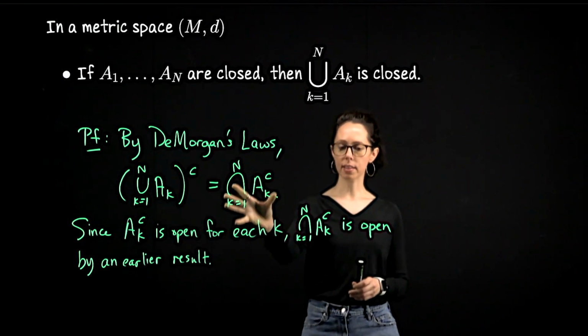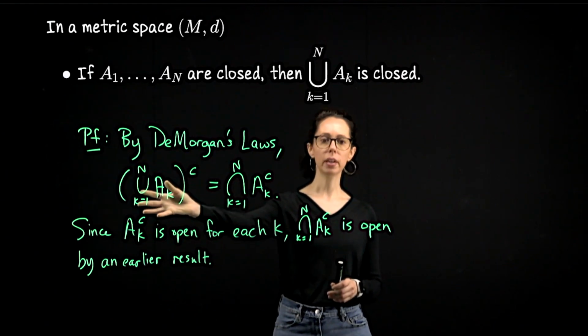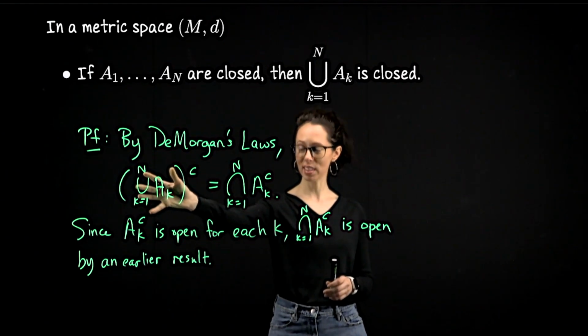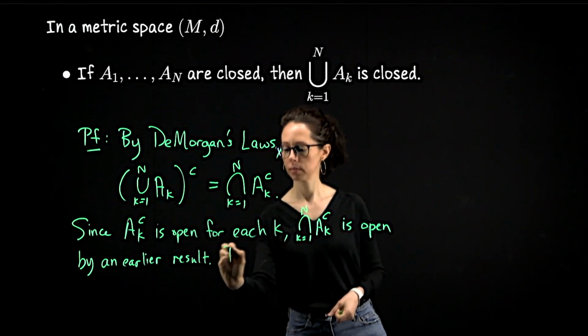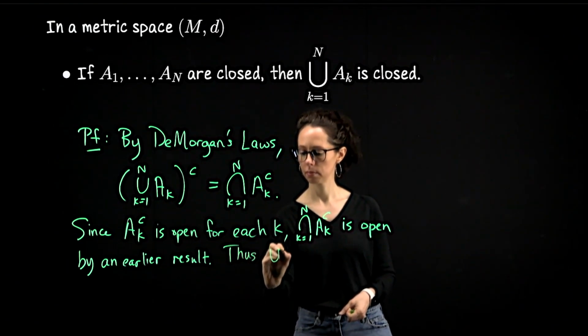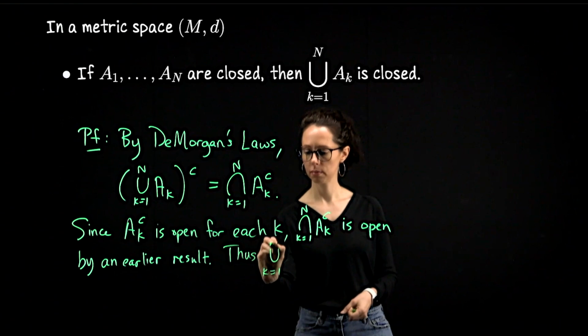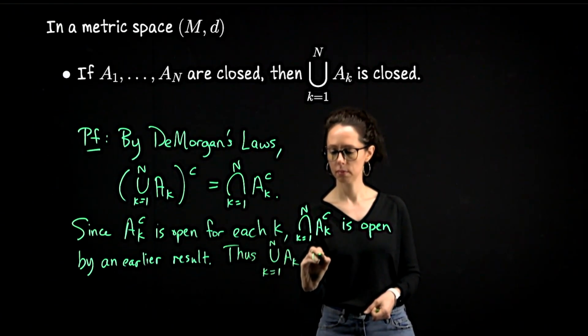Now we know that this is open, but this is the complement of the set that we want to actually assess. So this set has to be closed. That's it.